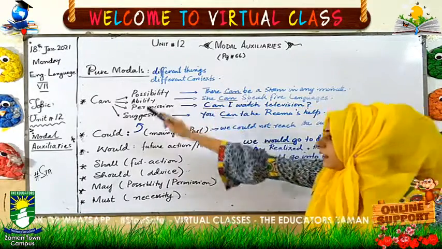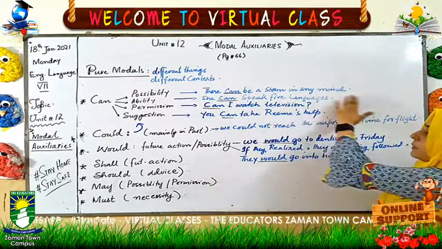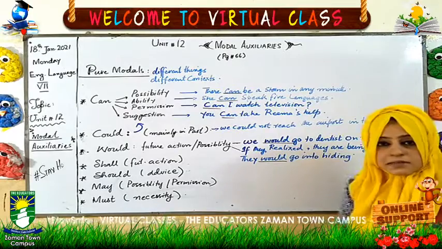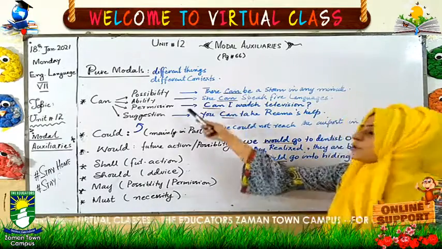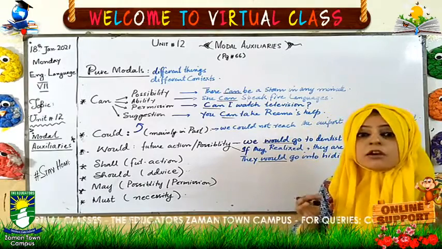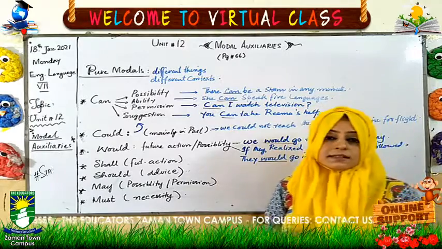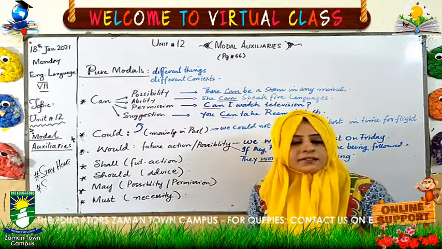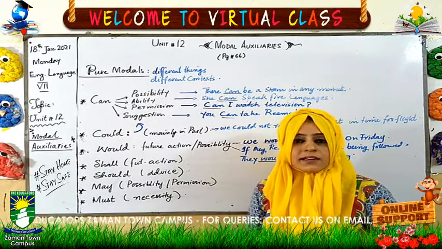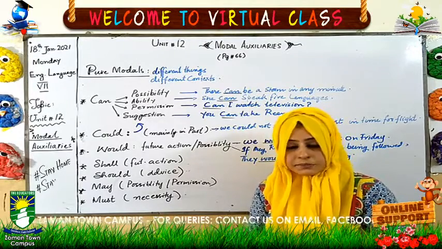Number first is can, and I am using can for possibility here. There can be a storm any minute. It means it is a possibility that in the upcoming minutes there can be a storm. She can speak 5 languages. This is ability, that she can speak 5 languages, or 3 languages, or multiple languages. This is the ability of the person, right?